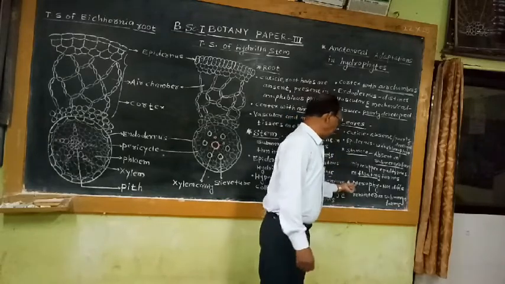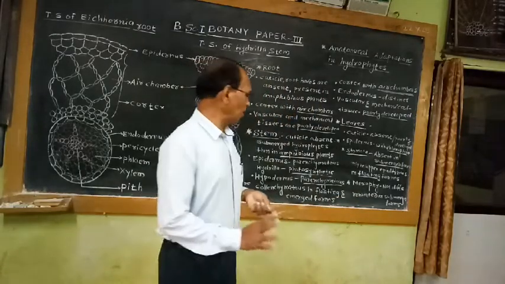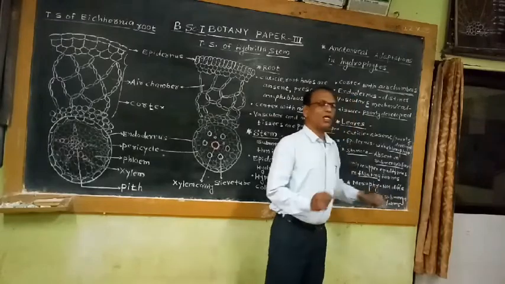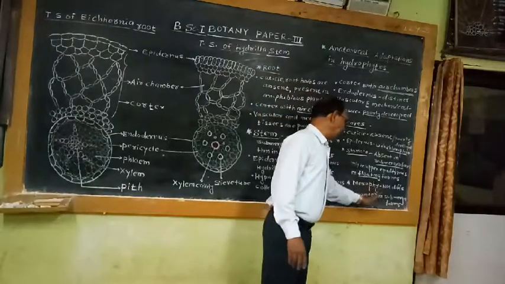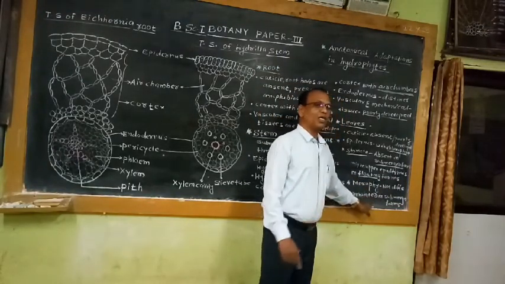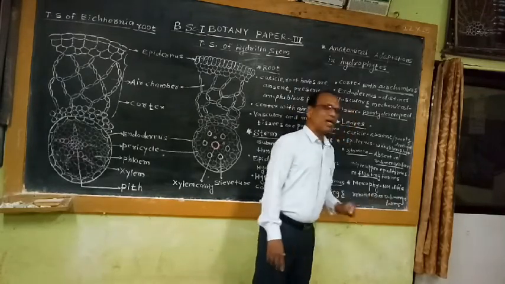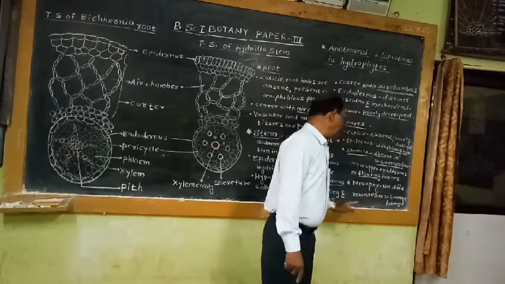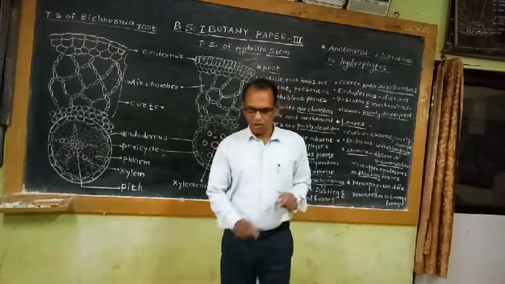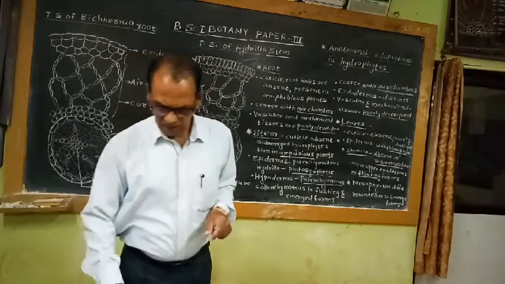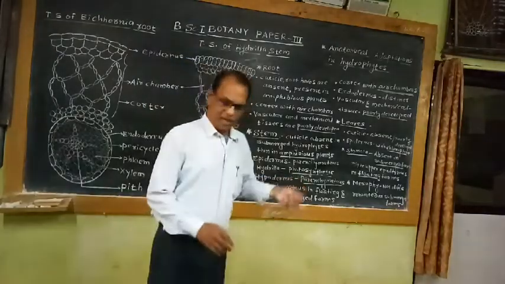Then mesophyll tissue. In many hydrophytic plants, the mesophyll tissue is not differentiated into palisade tissue and spongy tissue. But in some hydrophytic plants, the mesophyll tissue is differentiated into palisade tissue and spongy tissue. For example, in submerged hydrophytic plants, the mesophyll tissue is not differentiated. But in another group of hydrophytic plants, the mesophyll tissue is differentiated into palisade tissue and spongy tissue.